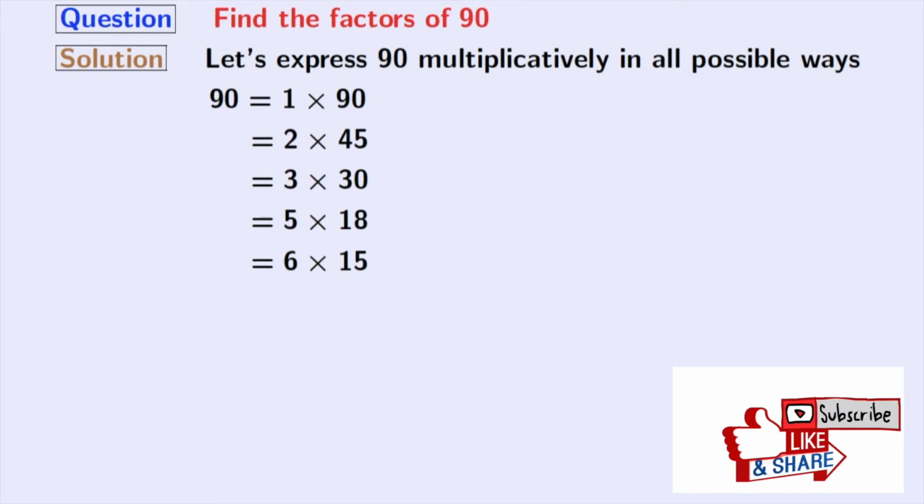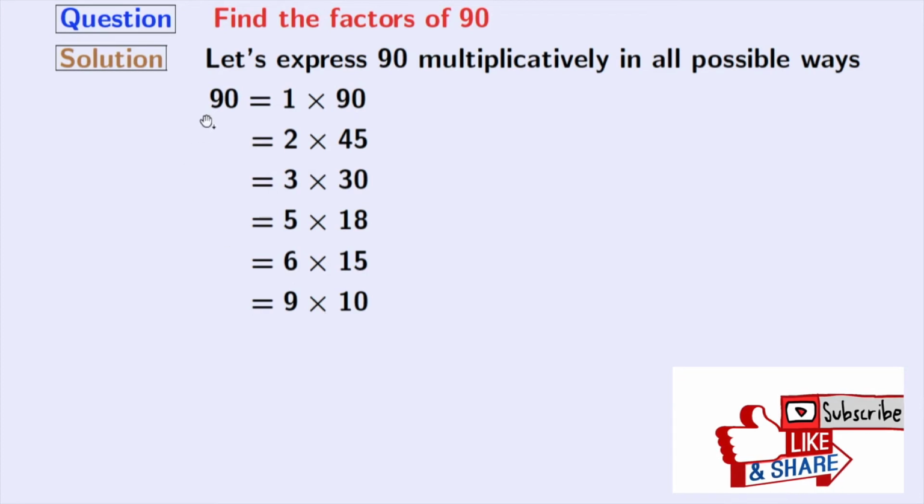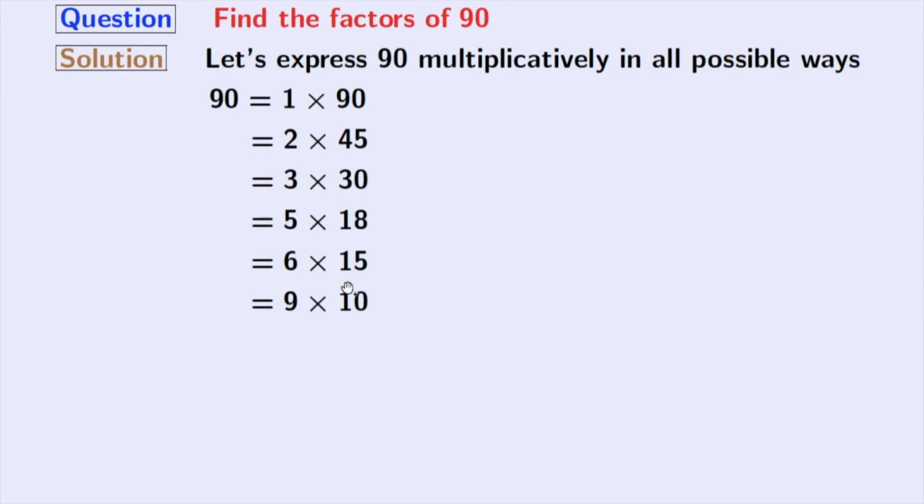So we will try for 9, and 9 times 10 gives us 90. Next number is 10, which is already here. So we will stop here.